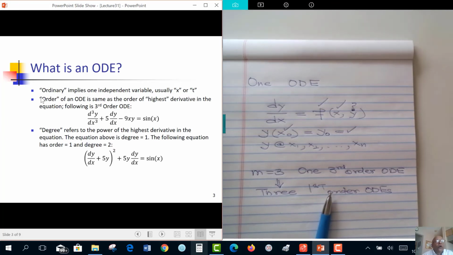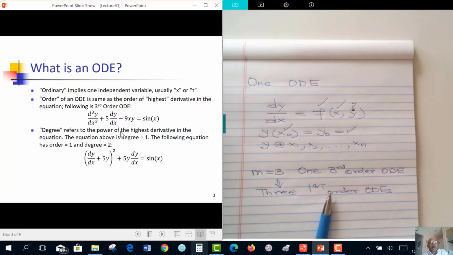So I just said ordinary implies that we have one independent variable, usually x or t. We are going to choose x. The order of an ODE is the same as the order of the highest derivative in the equation. So if you look at this equation, we have a third order derivative, we have a first order derivative. This is like zero order, so that is just y alone. So in this equation, the highest order derivative is this one. So we have a third order ordinary differential equation.